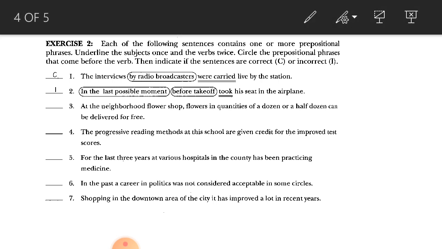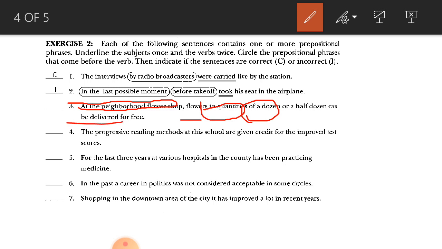Now, let's check number 3. At the neighborhood flower shop, flowers in quantities of a dozen or half a dozen can be delivered for free at the neighborhood flower shop. This is the first prepositional phrase in the sentence. Flowers is the subject. In quantities is a prepositional phrase. Of a dozen is another prepositional phrase. Can be delivered is the verb in the sentence. So this sentence is correct.